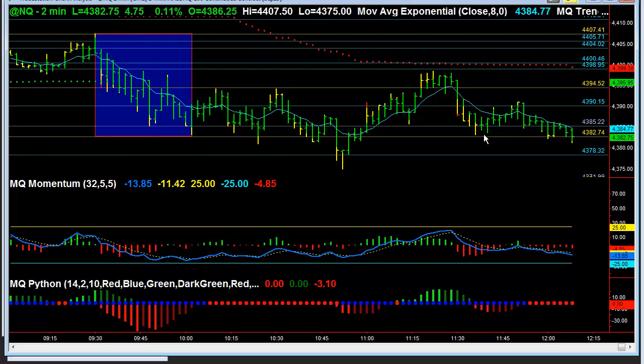Now, from about 1145 on, we've just been moving sideways, and you can see right now at about 1207, we're bouncing off the opening range low and going higher. So a lot of volatility, but we have the tools to make sense of the price action and give us a fighting chance to make some money in what is a very choppy, sideways, uncertain, chaotic, and volatile environment.